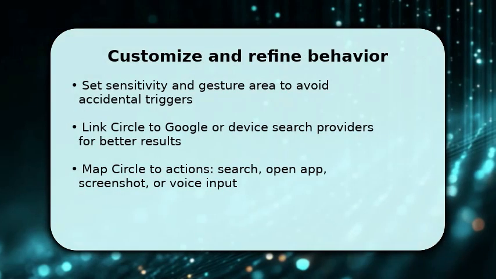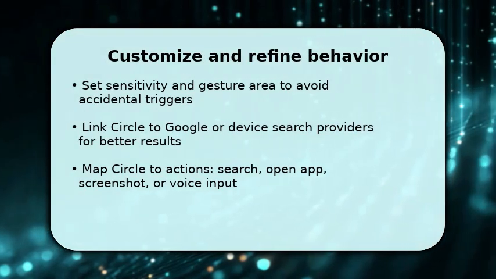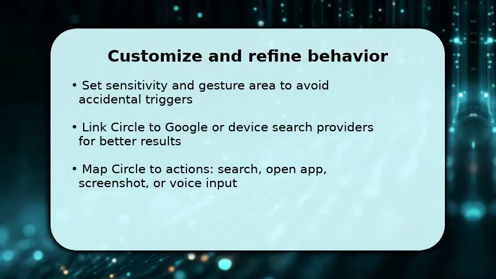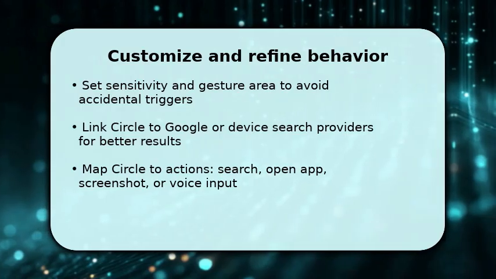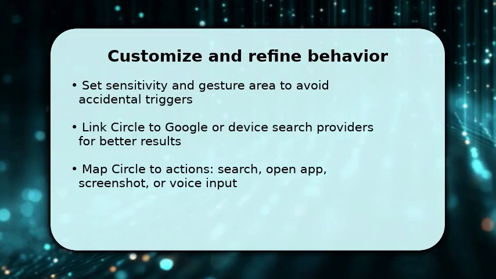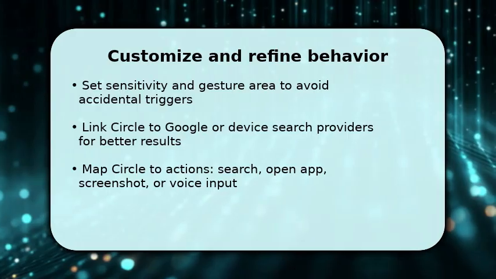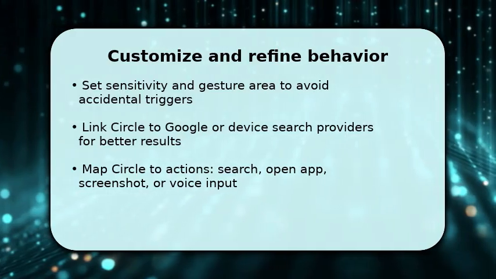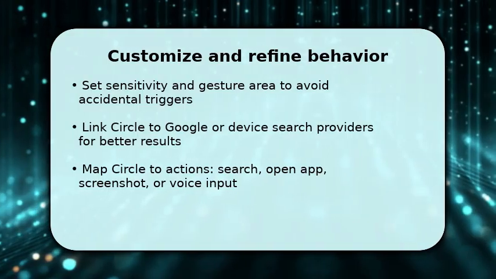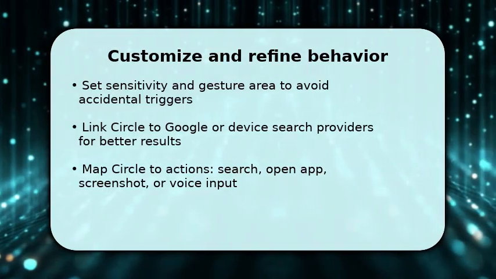You now refine Circle so it works reliably. Go back into the circle settings to adjust sensitivity and the active gesture zone, because too large an area causes false positives. Select which search provider you prefer, Google, device search, or a third-party app, so results match your intent. Then map the circle to the action you want most often. For example, linking it to search makes it pull up suggestions and web results instantly. Make sure voice access is enabled if you use voice input.